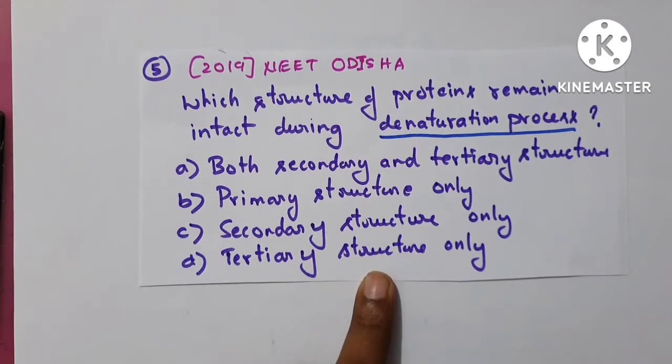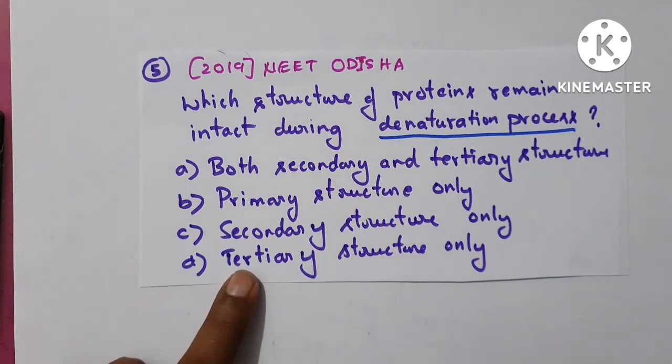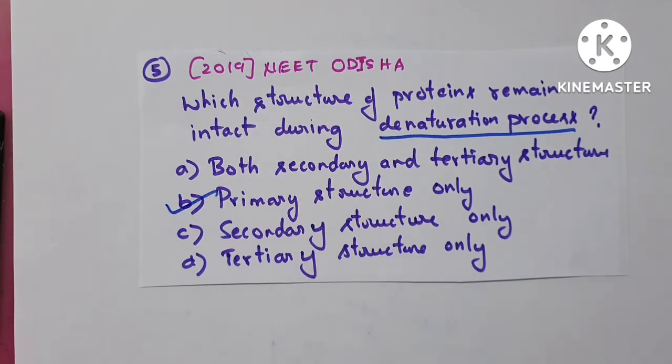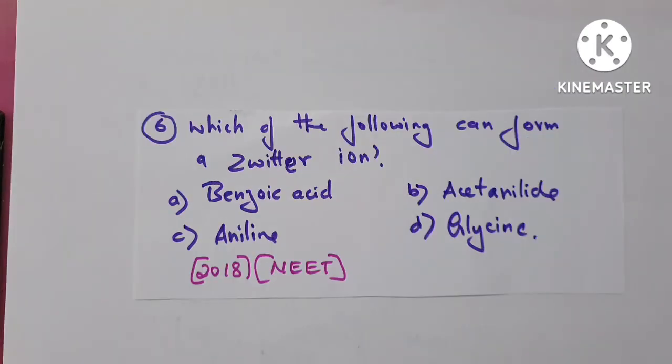Remember, it's an informative question where we should know that the primary structure of protein will never undergo denaturation. All the other types of structures of protein do undergo denaturation of protein. Let us move to the next question. And this is a question of 2018 NEET.